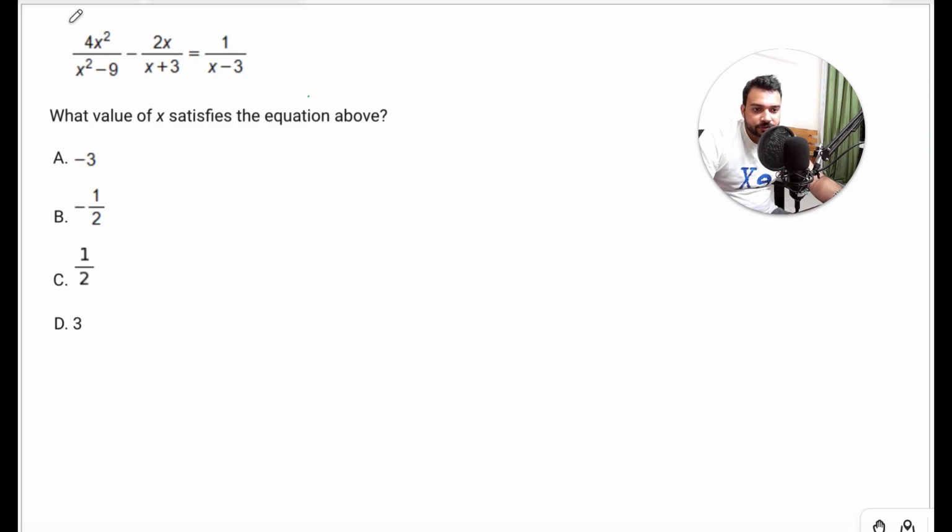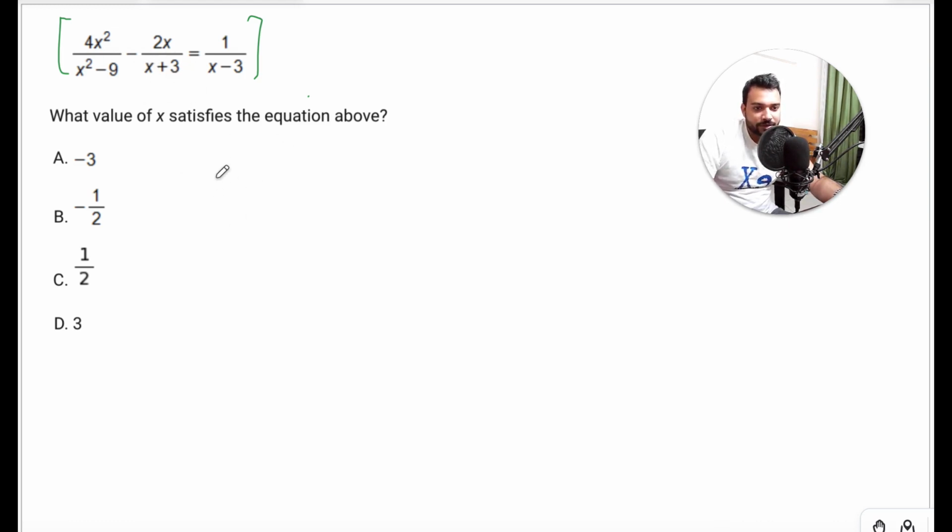So we have this complex looking equation, 4x squared over x squared minus 9 minus 2x over x plus 3 is equal to 1 upon x minus 3. Okay, what value of x satisfies the equation above? By looking at the equation, it does look a bit complex, but there's something really peculiar to see in the denominator. x squared minus 9 can basically be factorized as x minus 3 times x plus 3, which is what we can see here.